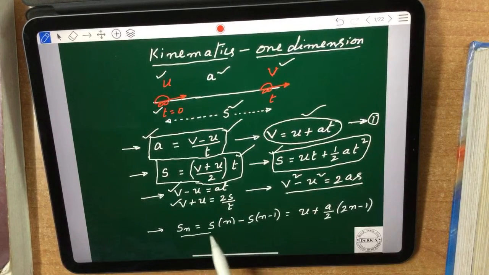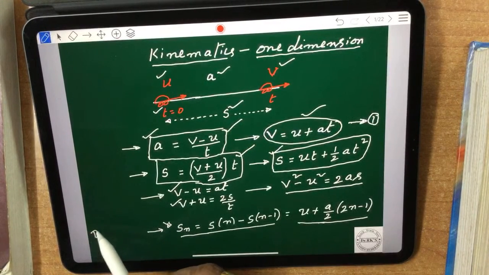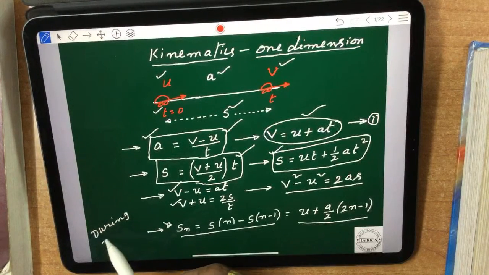The last equation is a very, very important equation, and most of you confuse between this equation and the second equation. That is Sn is equal to u plus a by 2 into 2n minus 1. It is the displacement during the nth second of journey.